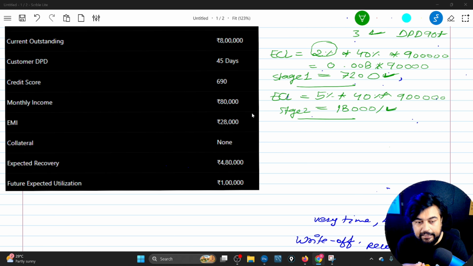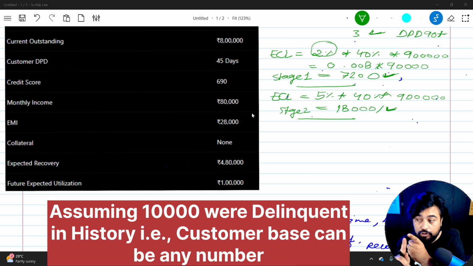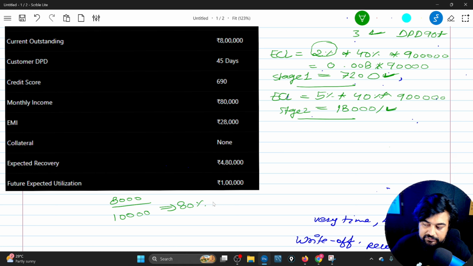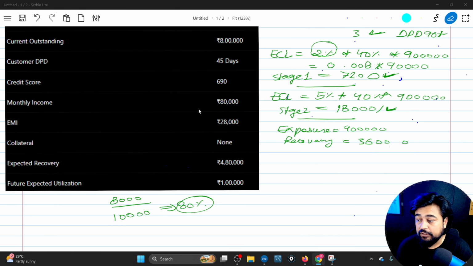Now PD will be huge for the defaulted customers, not for the whole population, right? Out of 10,000, 8,000 were non-recoverable, which belonged to the default bucket. So that 8,000 of the non-recovery will be divided by 10,000. So now you have 80% chances that these people will default. So let's talk about stage 3, which is the default stage.